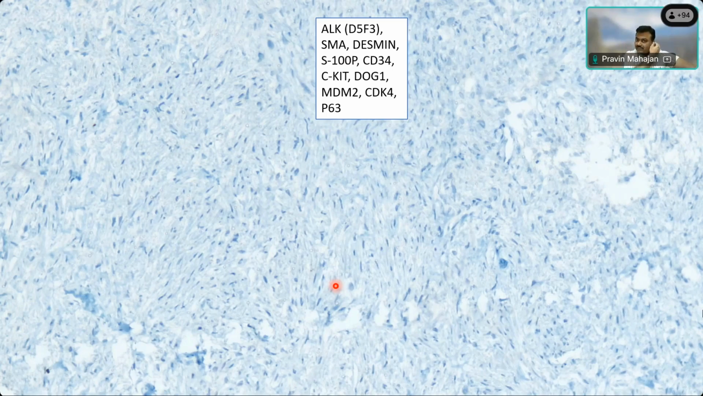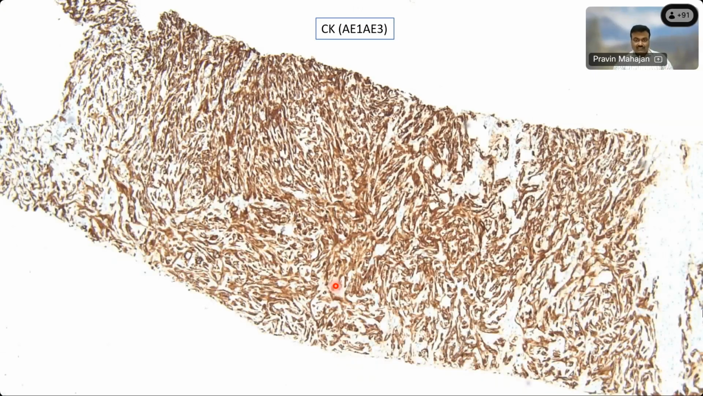Perfect. So MDM2 and CDK4 are markers to rule out liposarcoma, in this case dedifferentiated liposarcoma, which we ruled out. P63 again was done along with cytokeratin. That's probably why it was put there, for sarcomatoid carcinomas coming from maybe kidney or urothelial tract. Urothelial carcinomas also express P63. So that was also negative. But cytokeratin is nicely positive, AE1/AE3.